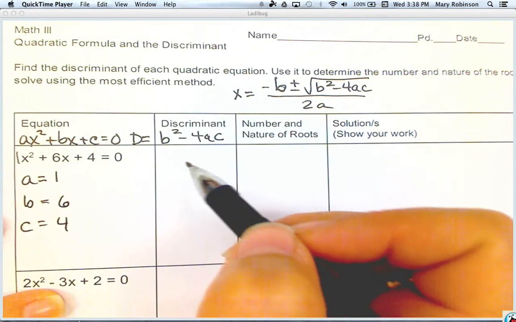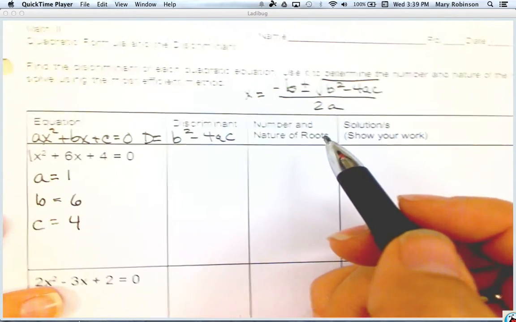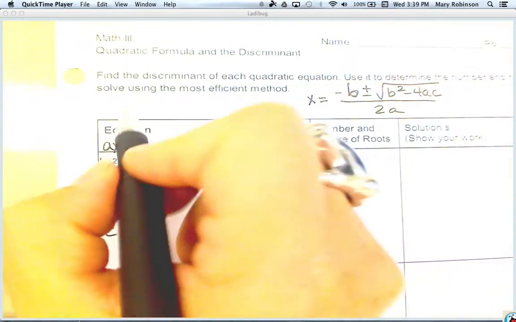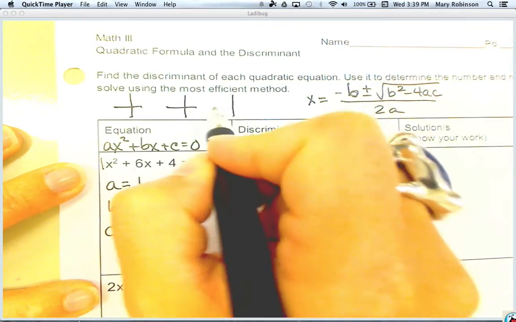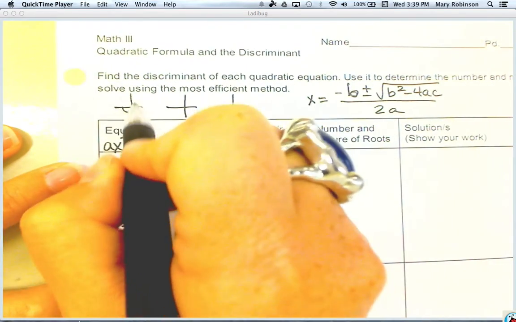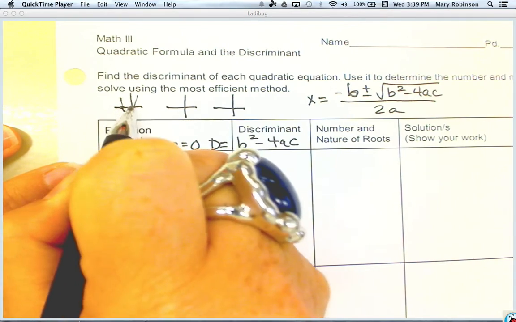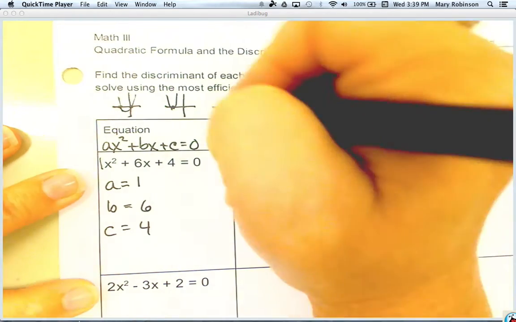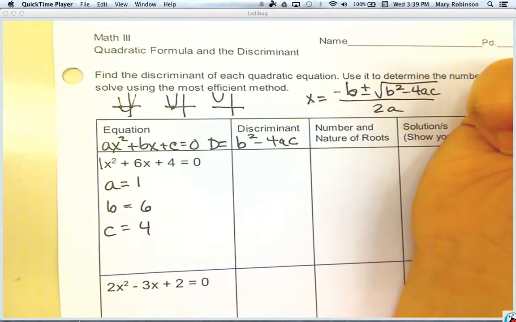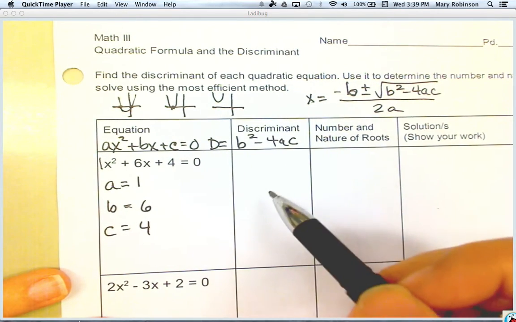Well, the discriminant is going to tell us some pretty interesting things about the number and nature of the roots. Please recall that in your previous math courses, you've learned about 3 possibilities when solving a quadratic equation. You can have 2 real solutions, meaning you've got 2 x-intercepts. You could have 1 real solution. And in Math 2, you learned that if it does not touch the x-axis, then you have no real solutions. Well, all of these things can be determined by the value of our discriminant.